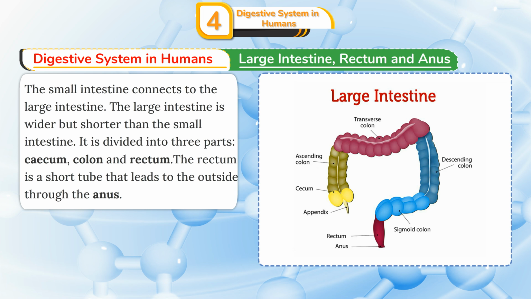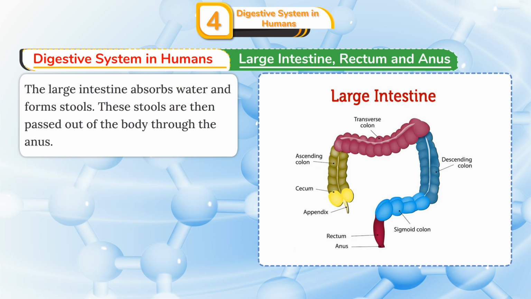The small intestine connects to the large intestine. The large intestine is wider but shorter than the small intestine. It is divided into 3 parts: cecum, colon, and rectum. The rectum is a short tube that leads to the outside through the anus. The large intestine absorbs water and forms stools. These stools are then passed out of the body through the anus.